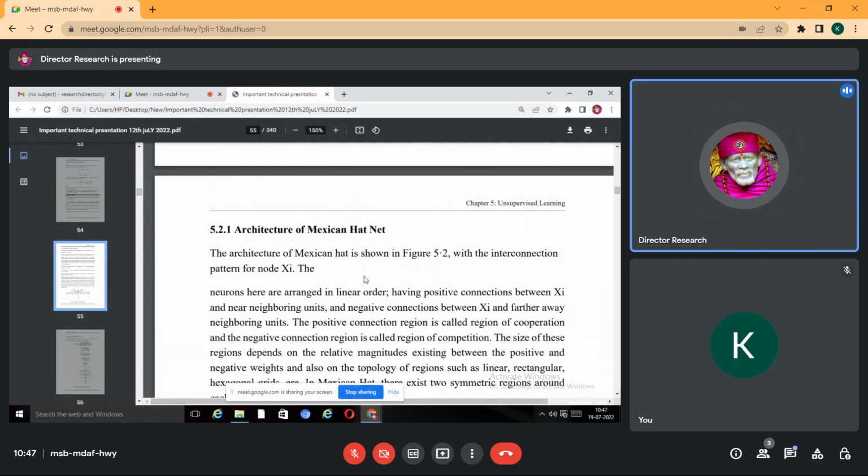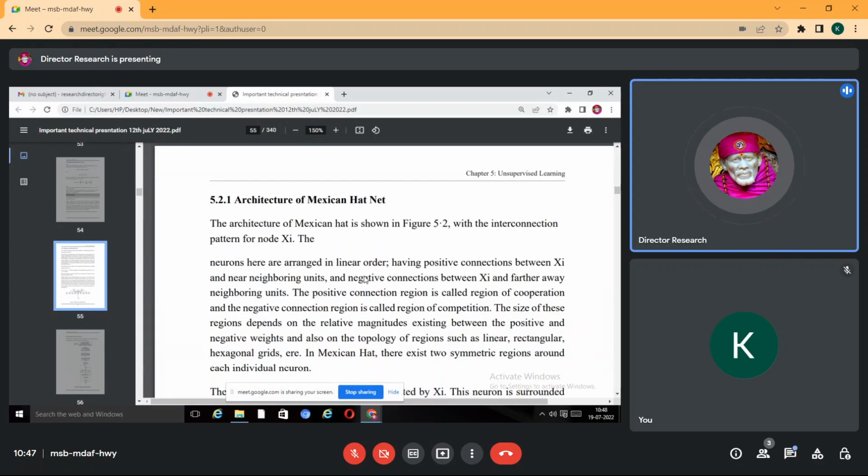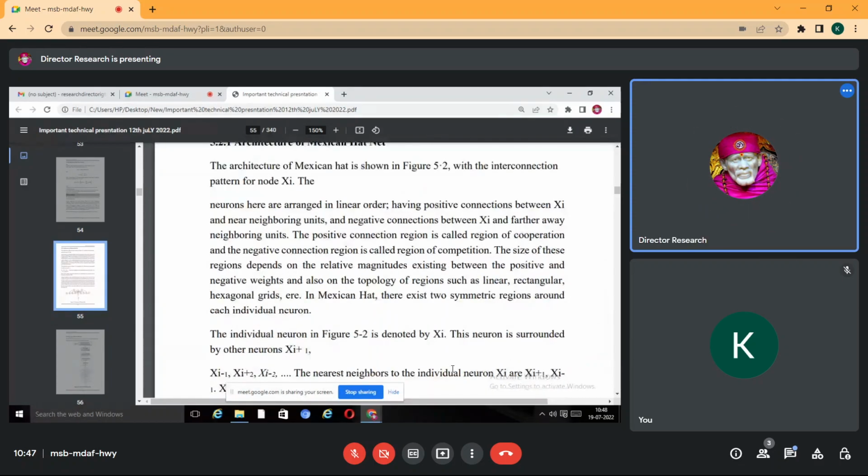Neurons here are arranged in a linear order, having positive connections between xi and near neighboring units, and negative connections between xi and farther away neighboring units. The positive connection region is called the region of cooperation. The negative connection region is called the region of competition. The size of the region depends on the relative magnitudes of the positive and negative weights, and also on the topology of the regions, such as linear, rectangular, or hexagonal grids.